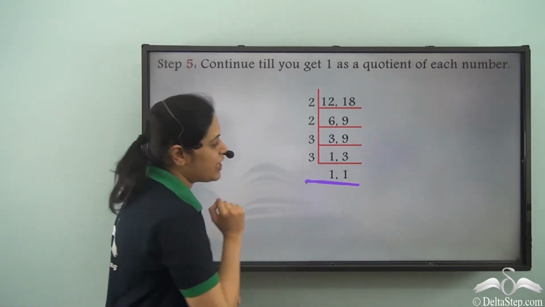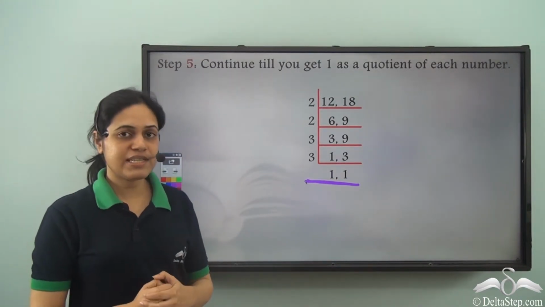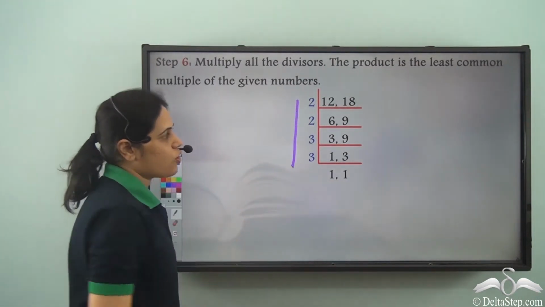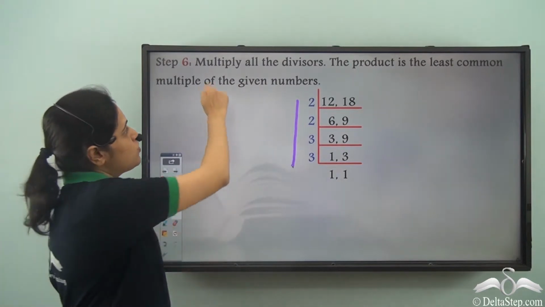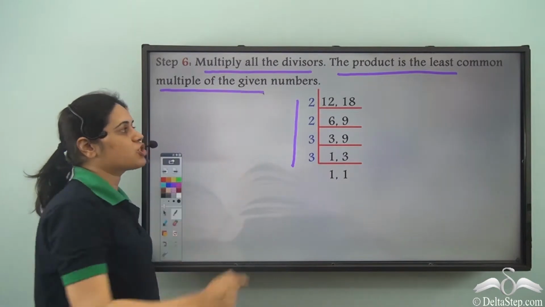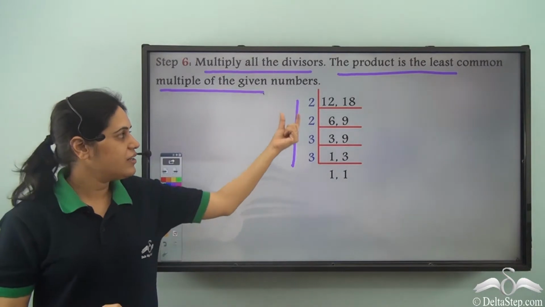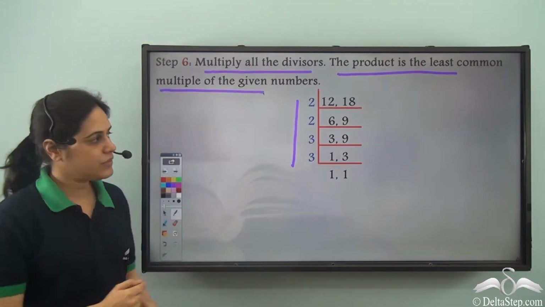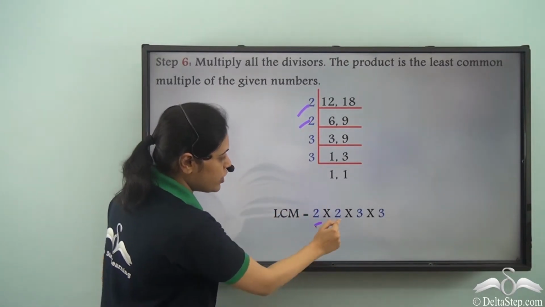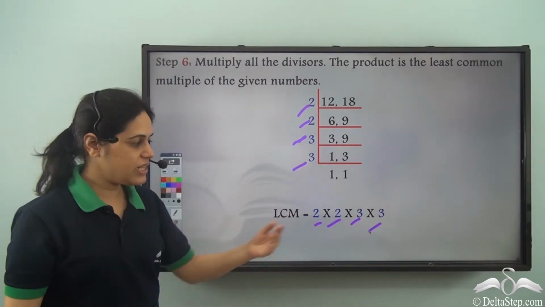Now I have got 1 for all the numbers. So I stop here. What is the LCM then? The LCM is the product of these divisors. So multiply all the divisors. The product is the least common multiple. So I need to multiply these divisors and their product will be the LCM. That is 2 into 2, 2 into 2, 3 into 3, 3 into 3. So this is the LCM.